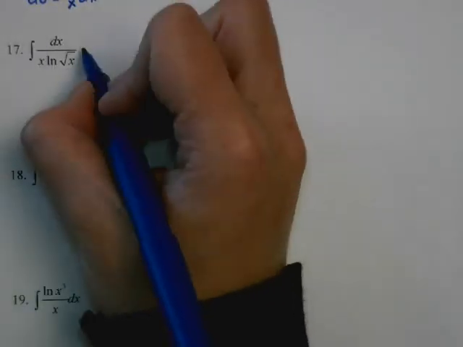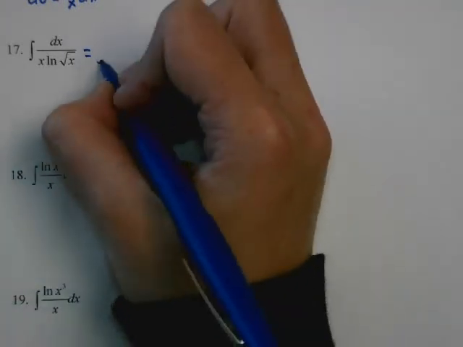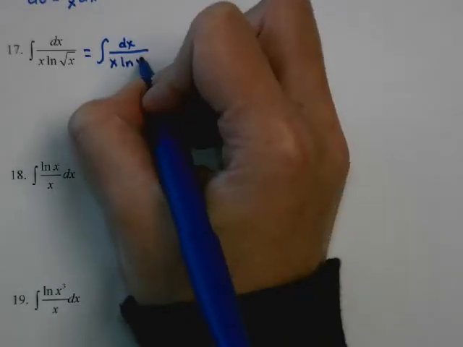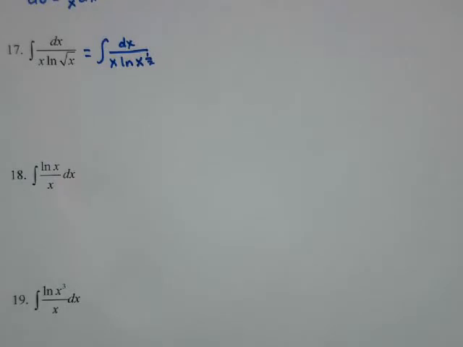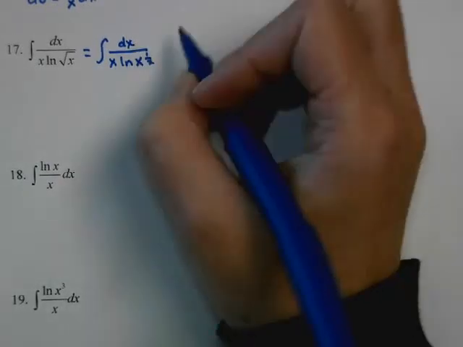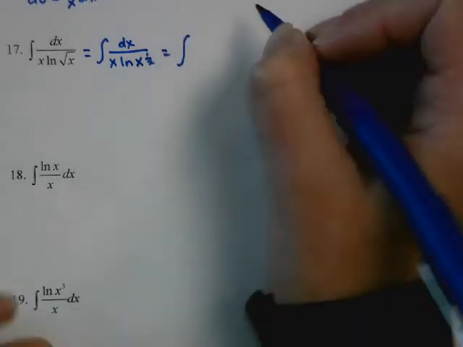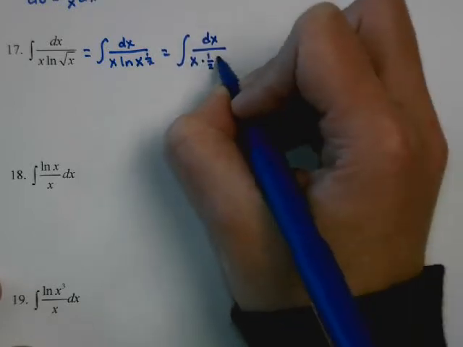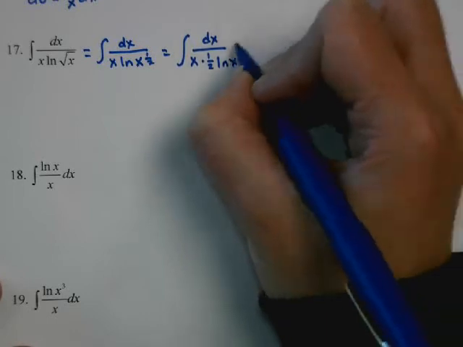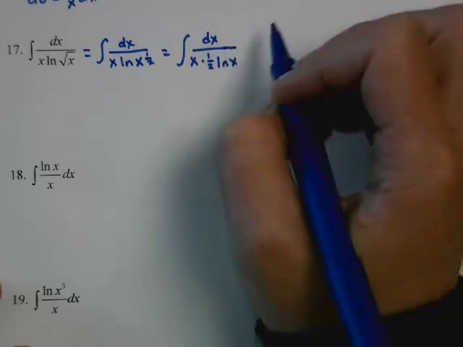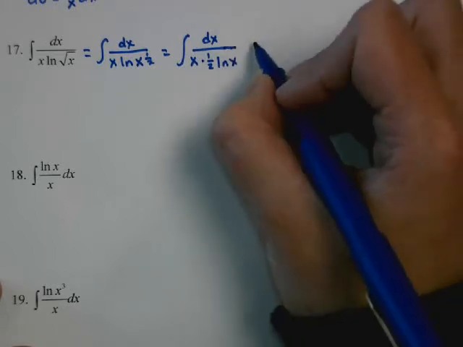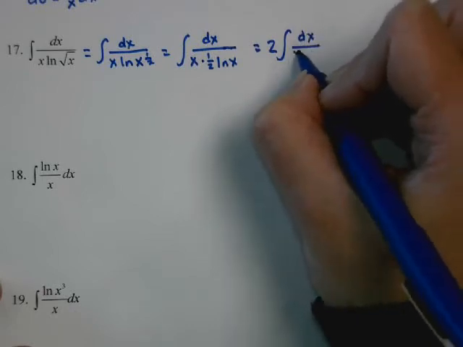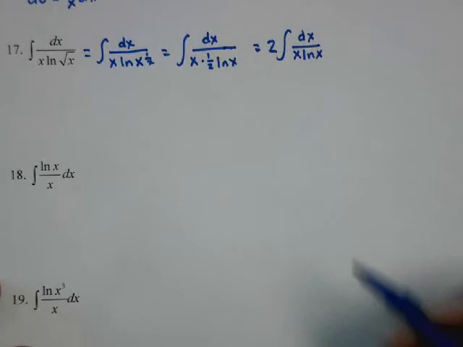Here I'm going to do some work to simplify before we decide what u is. Because we have a log, I'm going to rewrite that as x to the 1/2. Because this is a log, I can pull that out front. So this is going to be the integral of x times 1/2 natural log of x. Well, if we're dividing by 1/2, that's really 2. So this is 2 times the integral of dx over x natural log of x, which we just investigated.